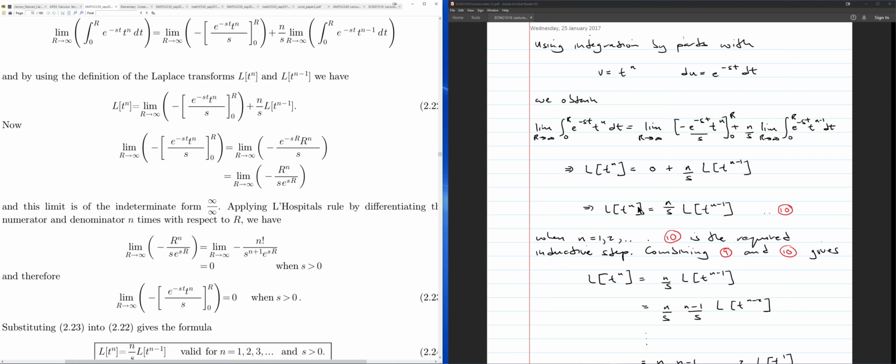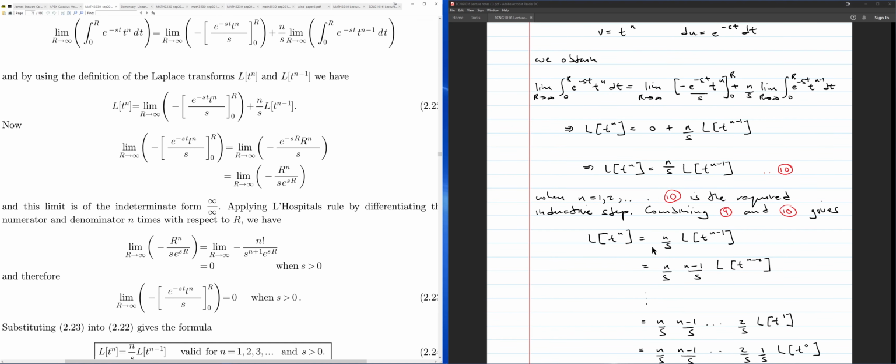So what that means is that it will be true if I replace this n by n minus 1, assuming that n minus 1 is at least 1. So what I'll have is Laplace of t to the n minus 1 is n minus 1 on s, Laplace of t to the n minus 2, when I replace this n by n minus 1. That's what I do here, Laplace of t to the n.